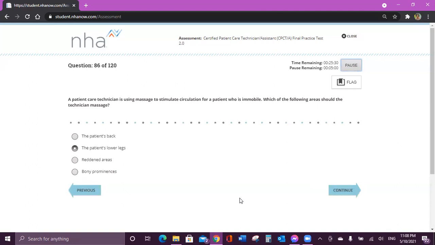A patient care technician is using massage to stimulate circulation for a patient who is immobile. Which of the following areas should the technician massage? The patient's back, the patient's lower leg, radial area, bony position.